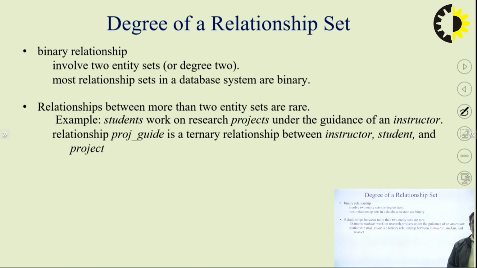For example, a student works on some research projects under the guidance of an instructor. Relationship project guide. It is a ternary relationship between instructor, student and project. So we can say that a student can work on some project under the guidance of some instructor.